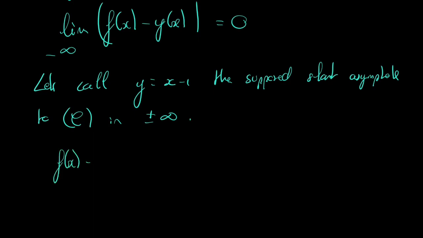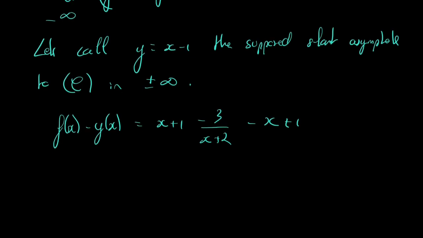f of x minus y of x is equal to x plus 1 minus 3 over x plus 2, minus x minus 1, so plus 1. Okay, so it was minus x minus 1, and if we distribute the minus, we can simplify those two together. And what do we have now? We have minus 3 over x plus 2.